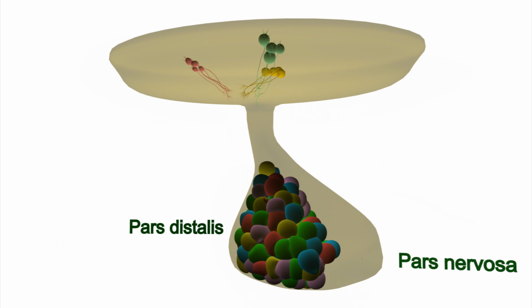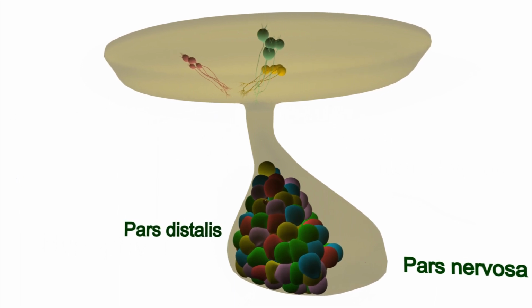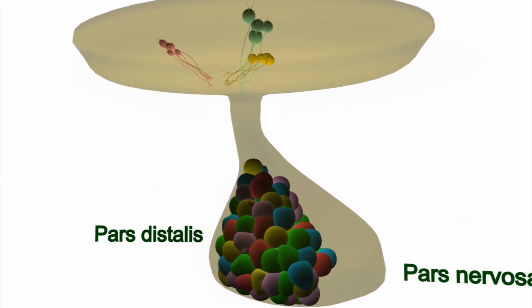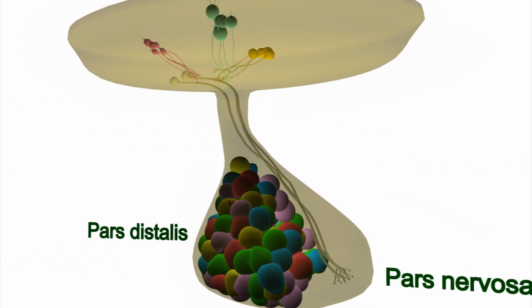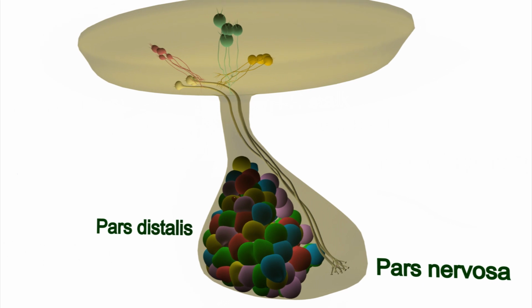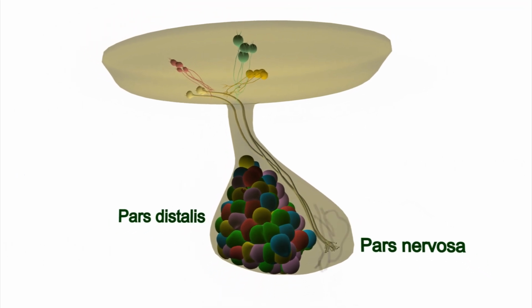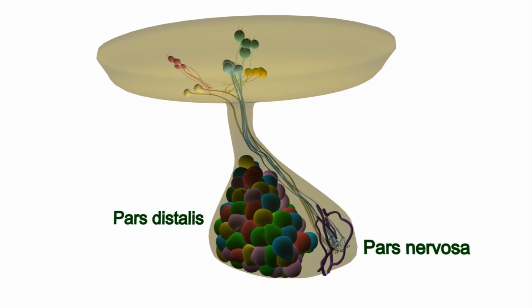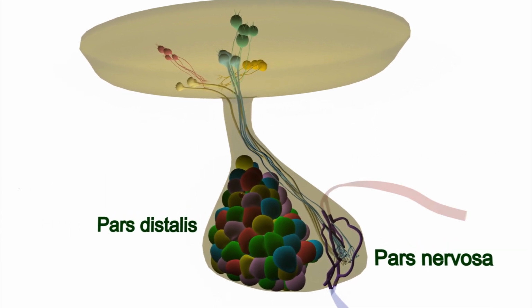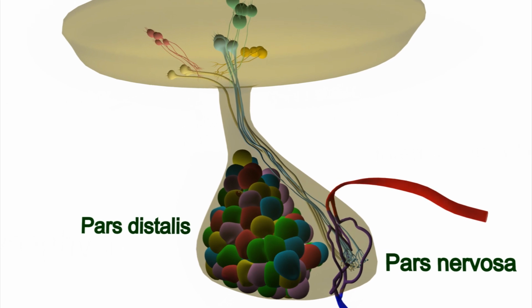The pars nervosa is located caudally in the hypophysis and, although it does not produce any hormone, it receives axons of neurons located in the several nuclei of the hypothalamus. These neurons release their content into a capillary network which takes these hormones directly into circulation.